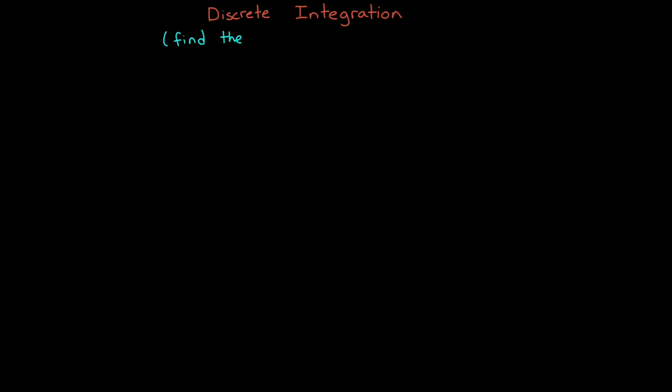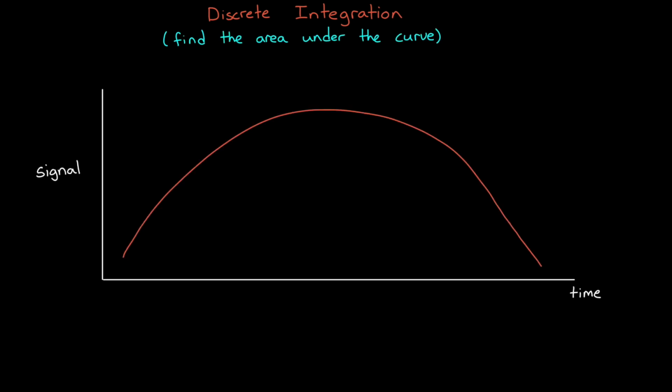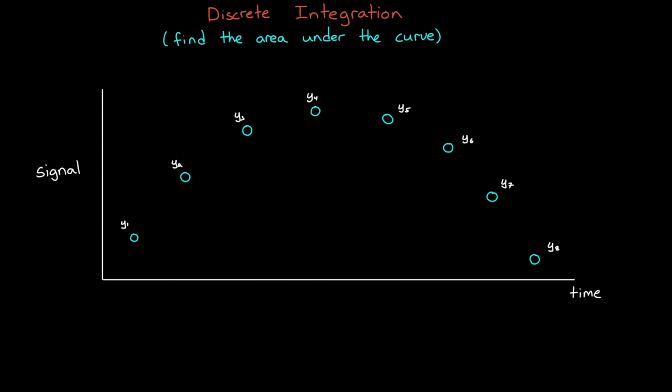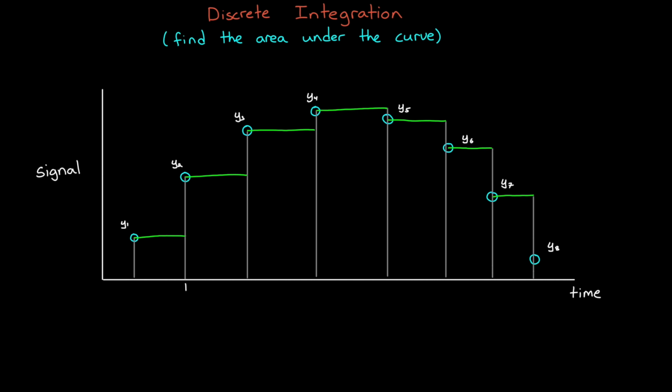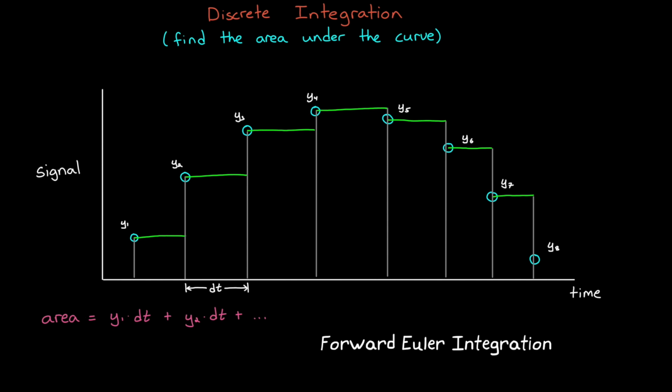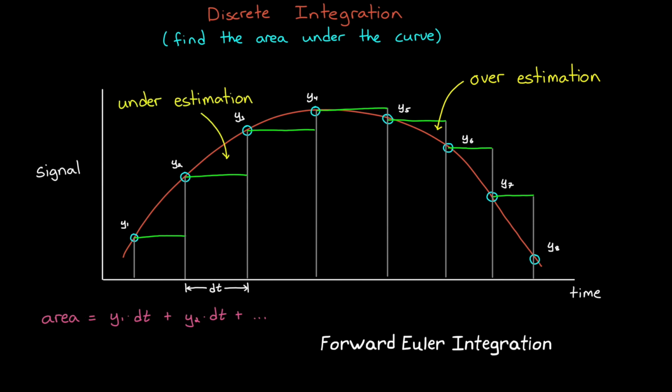And to just illustrate a few, let's say that we want to find the area under this continuous curve, and we're sampling the signal at discrete time steps. The question is, how can we sum up the area under this curve if all we have access to are these data points? Well, a simple way is to just assume the value of the signal is held constant between time steps, and so the area is just the sum of all of those signal values times the delta time. This is a first-order method called forward Euler integration, and it typically produces the most error, as you can see by the fact that it's grossly over or underestimating the area.